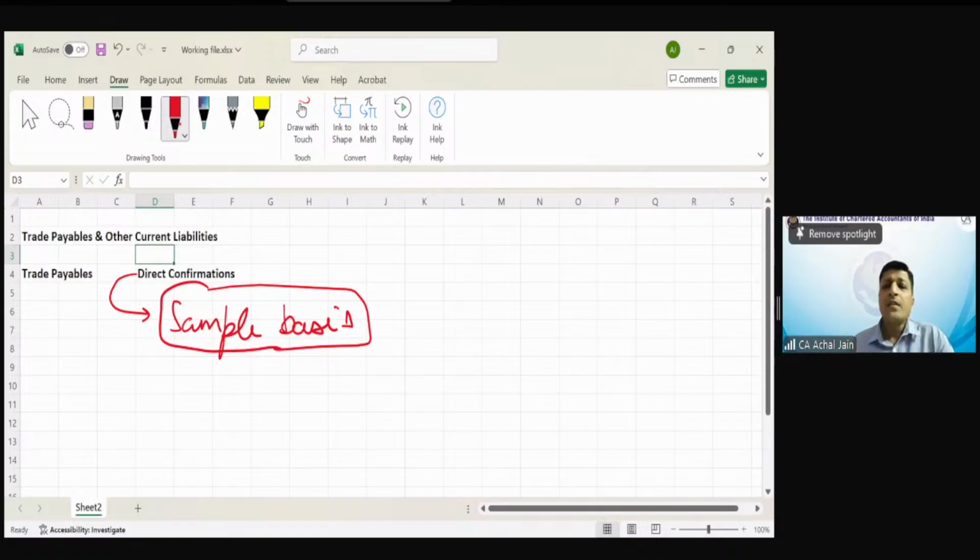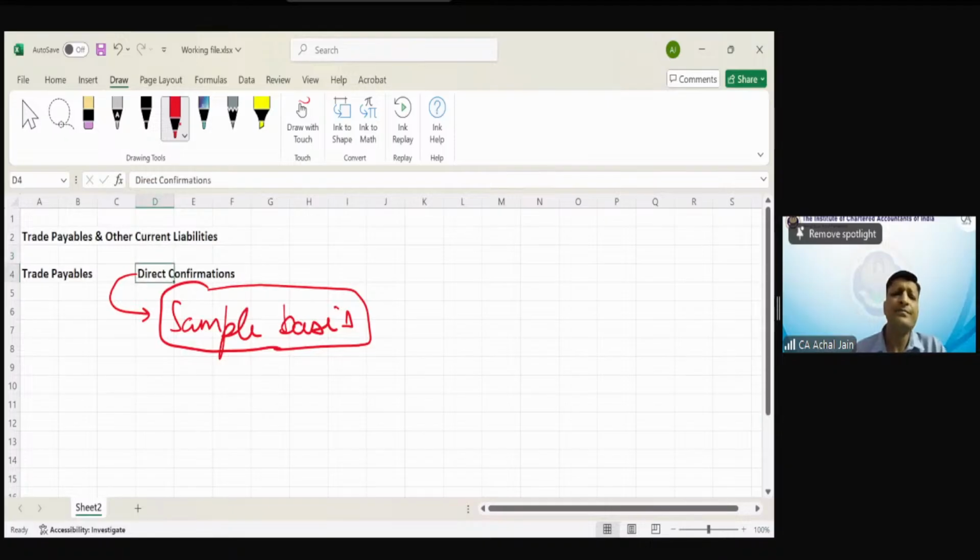Now, in relation to the sample, what are going to be the next steps? Of course, the auditor will send the direct confirmations to those parties. The auditor will also obtain the direct confirmations from those parties. If the parties do not respond, the auditor will of course send reminders to those parties.